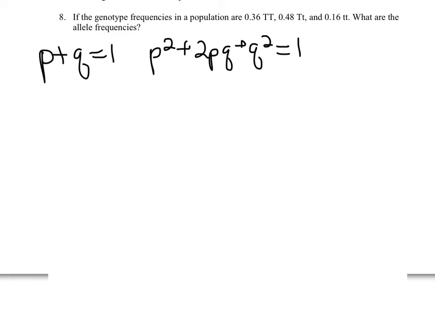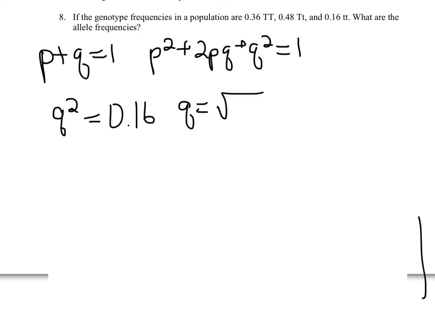If the genotype frequencies in a population are 0.36 big T big T, 0.48 big T little t, and 0.16 little t little t, what are the allele frequencies? So assuming this is in Hardy-Weinberg equilibrium, we can look at the little t little t, which is Q squared, and that equals 0.16. You can take the square root of that, and that's going to give you Q is equal to 0.4. That means P is equal to 0.6 because P plus Q equals 1.